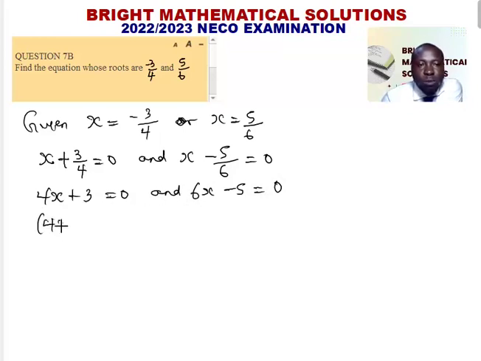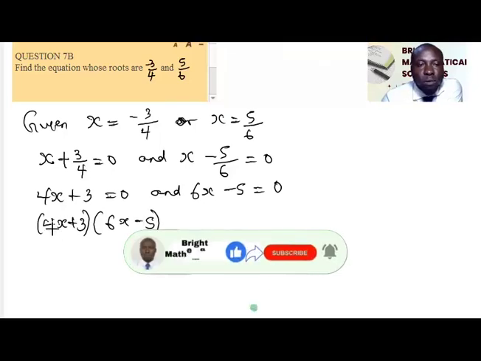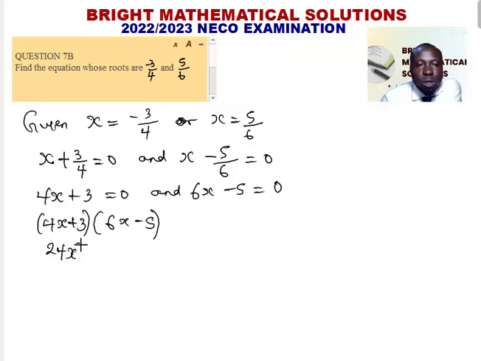So that will now become 4x plus 3 and 6x minus 5. So 4x multiplied by 6x gives us 24x raised to the power 2. 4x multiplied by minus 5, that's minus 20x. 3 multiplied by 6x, that's plus 18x. And 3 multiplied by 5 gives us minus 15 equals 0.